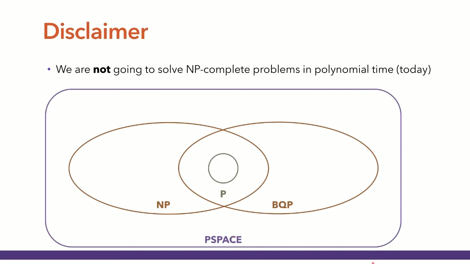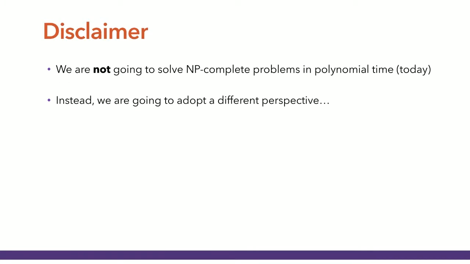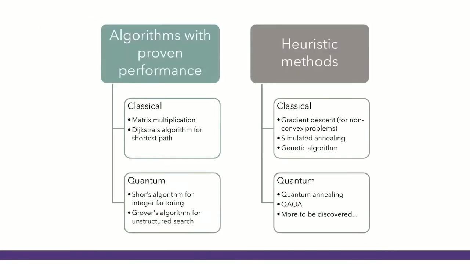Okay, so we're not going to solve NP-complete problems in polynomial time. So what are we doing here? Well, we're going to look at things slightly differently today. And the way we're going to think about solving optimization problems is we're going to think about two kinds of algorithms. So on the left are algorithms with proven performance.